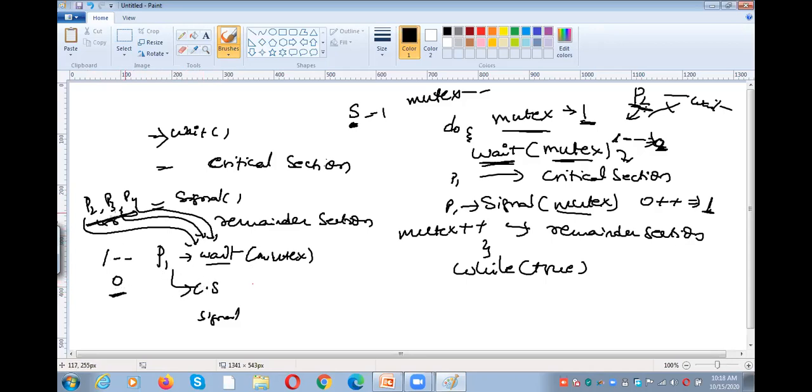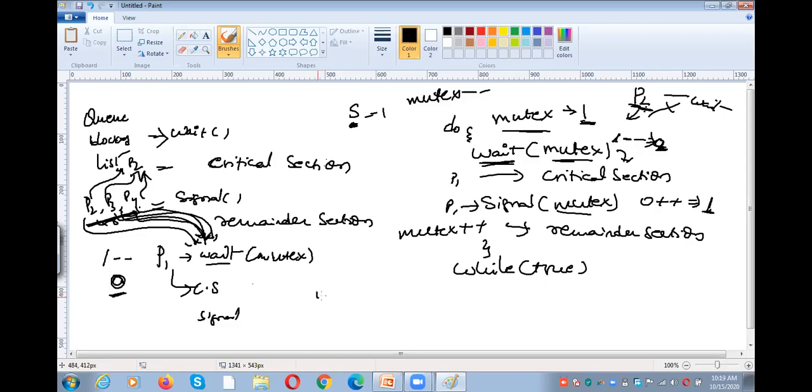So all these processes are waiting in a queue, blocked. That means these are added to a list. P2 tries to enter into the critical section. It wants to perform the wait operation but is unable to, so P2 is added to the list. P3 is also willing to perform the wait operation, unable to, so P3 is also added to the list. P4 tries to enter the critical section but is unable to perform the wait operation. Why? Because the value of the semaphore variable is 0. So P4 is also added to the list.